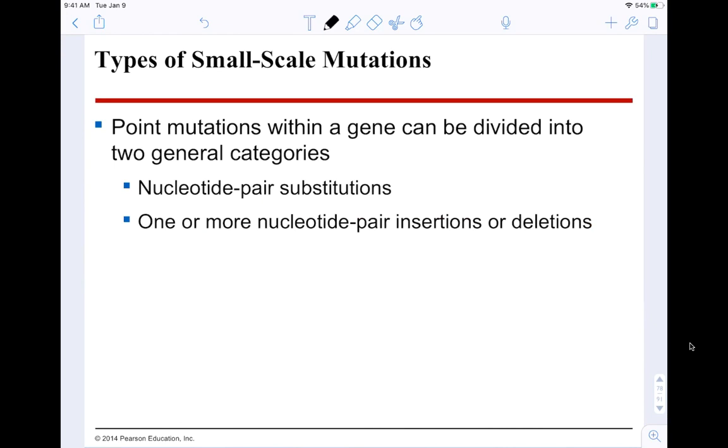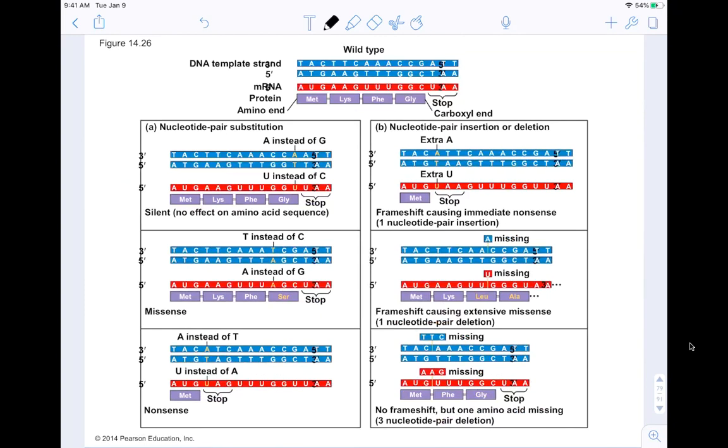So point mutations within a gene can be divided into two general categories: a nucleotide pair substitution, or one or more nucleotide pair insertions or deletions. So here are a couple different examples. It just kind of goes through it, tells you the names of all of them. You have a substitution, which you can see happening here. You have an insertion, a deletion. You have an extra A. So all of these different mutations, we have silent, missense, nonsense, frame shift with one nucleotide deletion or three, right? So we'll go through and look at all the different types of mutations that are outlined here for you.